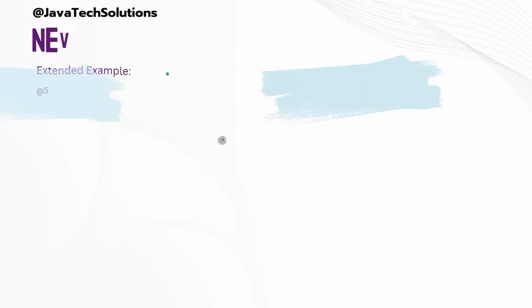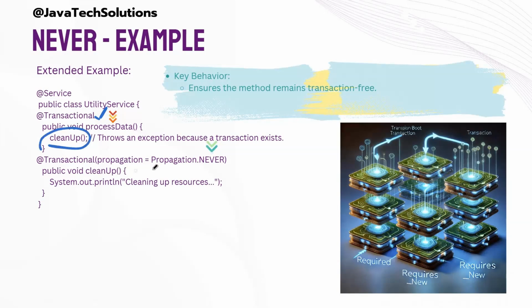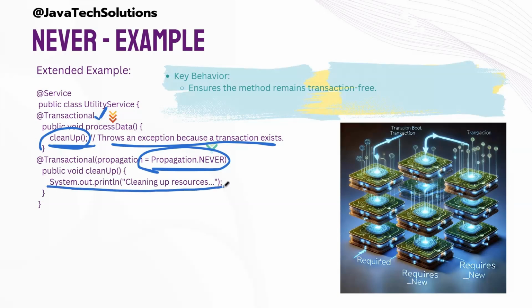Now if we talk about the example, here if you see this Transactional annotation, then this cleanup method has NEVER used here, and it will throw an exception because a transaction actually exists here, right? It ensures the method remains transaction-free, but here it's within a transaction, so that's why it will throw the exception, because one transaction exists while it is doing the cleanup process.